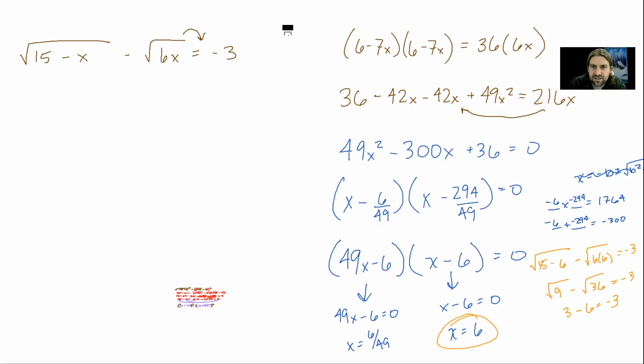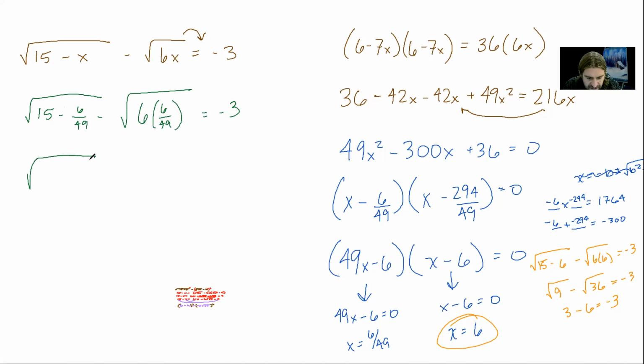All right, let's plug in 6 over 49. Now you probably guess, oh, that's ugly, probably won't work, but I'm going to check anyways. 15 minus 6 over 49, minus the square root of 6 times 6 over 49. Does that equal negative 3? I got to take a calculator out. What's 15 minus 6 divided by 49? That gives me a weird decimal. I'm going to turn that into a fraction on my calculator, and I get 729 over 49. And then minus, this one I know is 36 over 49.